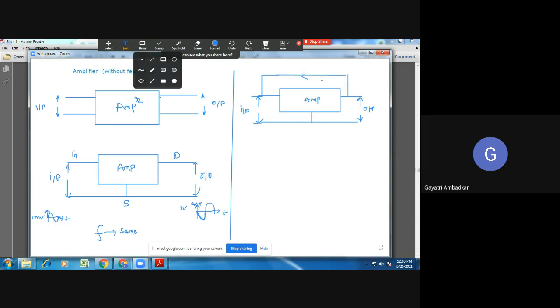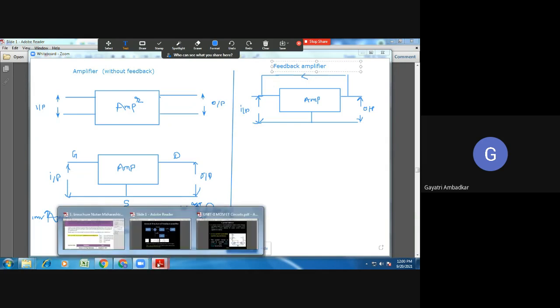Feedback means connecting part of the output back to the input in an amplifier. Then that amplifier is called a feedback amplifier. Have you understood the concept of feedback? Connecting part of the output back to the input is called feedback. Yes or no? Have you understood this term, feedback?